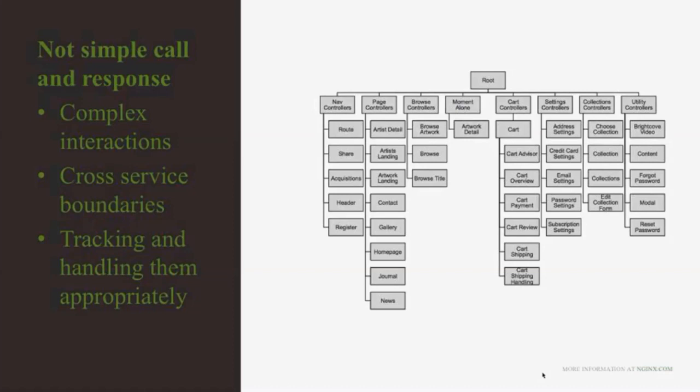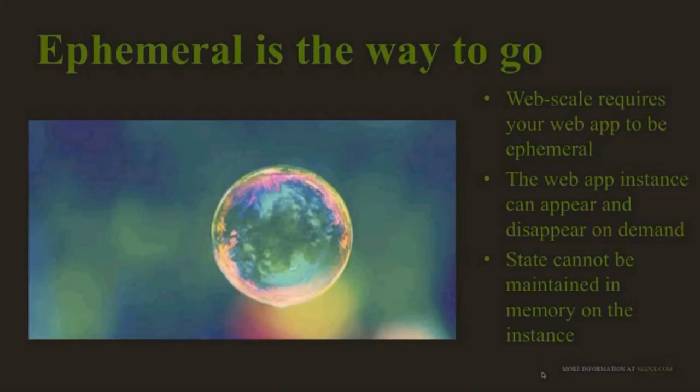And if your users would transfer from one to the next, you could get into these crazy locking scenarios where the data was not up to date, and it would cause all kinds of problems. So having to manage session state across instances is very complex and makes it a challenge to deal with. So our thinking is that you don't try and deal with session state and keep it in memory. Web scale applications, in order to scale horizontally, need to be ephemeral. They need to exist like a bubble and then disappear when they're not needed anymore.